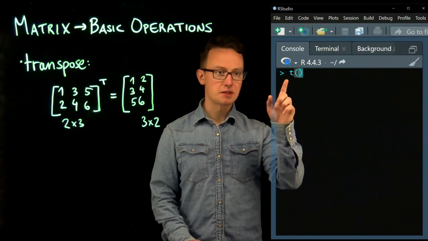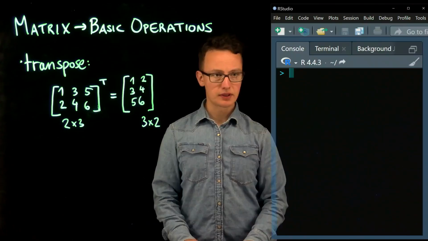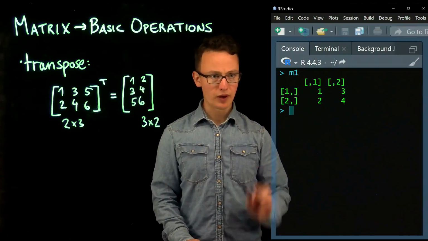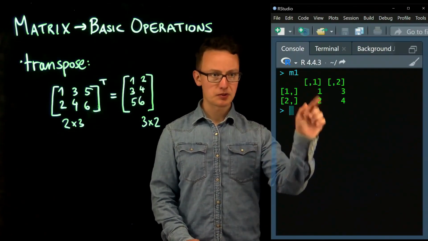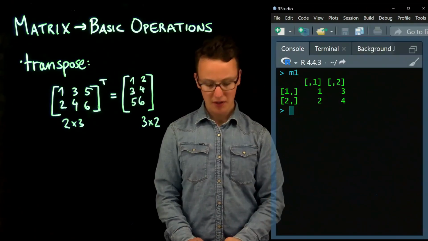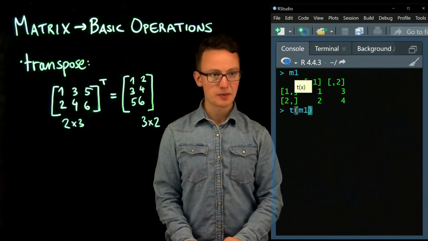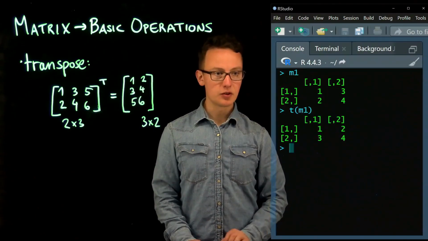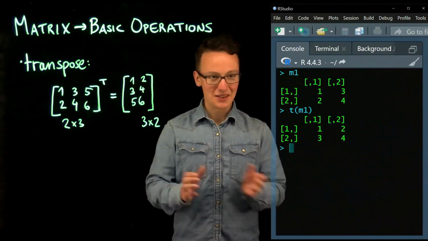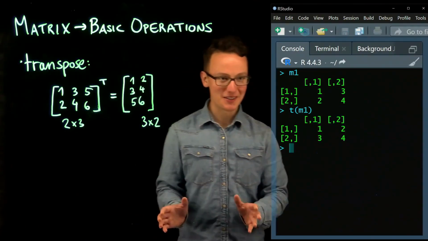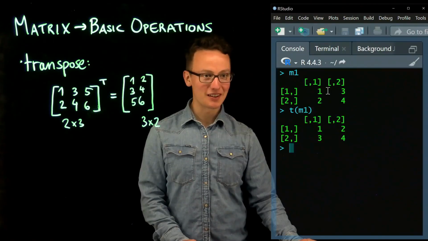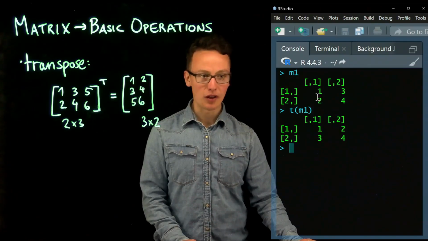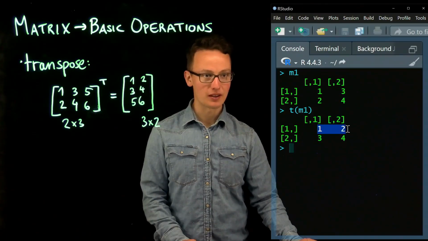In R, we can accomplish this operation using the t function, right? T as in transpose. So if you recall, we had defined this matrix M1, for example, which was the matrix 1, 2, 3, 4, 2 rows, 2 columns. And if I compute the transpose of that matrix, I will get a new matrix, which in this case is also of 2 by 2 dimensions. But crucially here, what was the first column before is now the first row, right? And what was the second column before is now the second row.